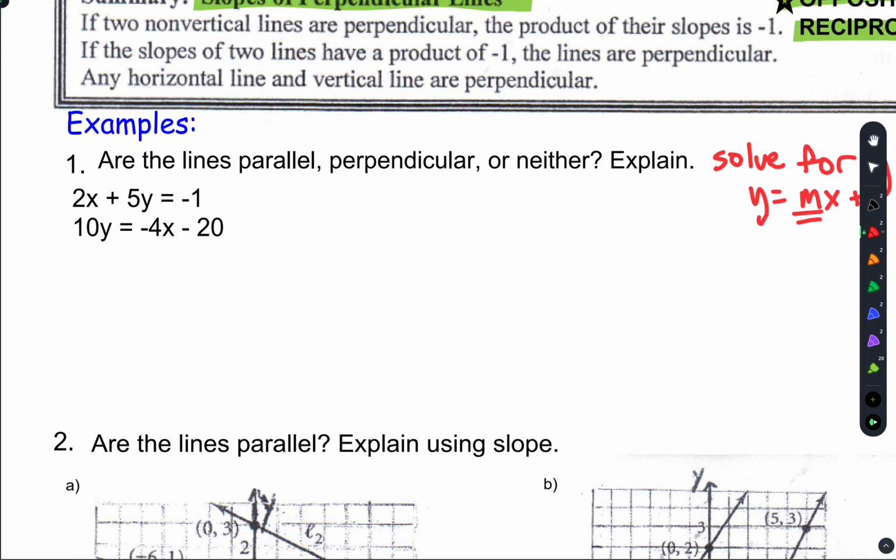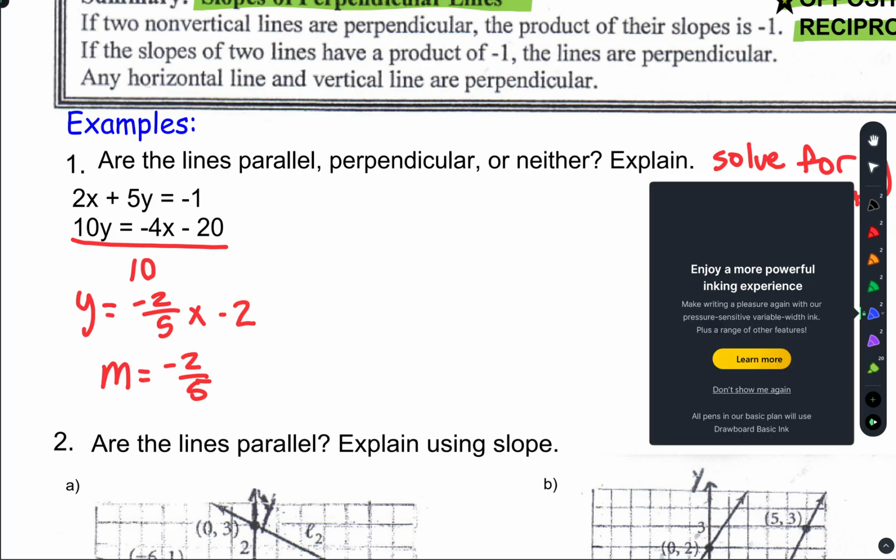So let's start here with 10y equals negative 4x minus 20. To solve for y, that's really easy. I can just divide everything by 10. So this is y equals negative 4 over 10, which reduces to negative 2/5. Negative 20 over 10 is negative 2. So the slope of this line is negative 2/5.